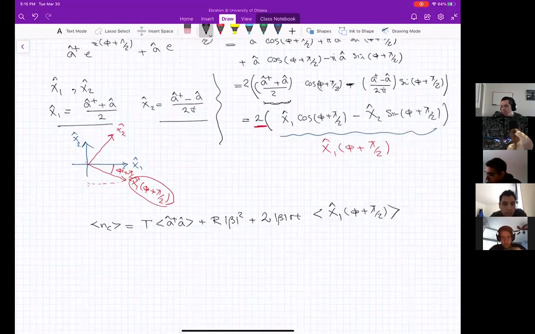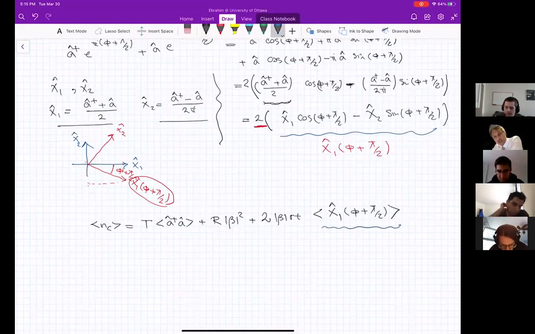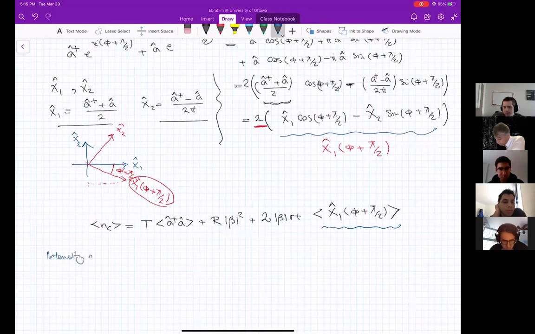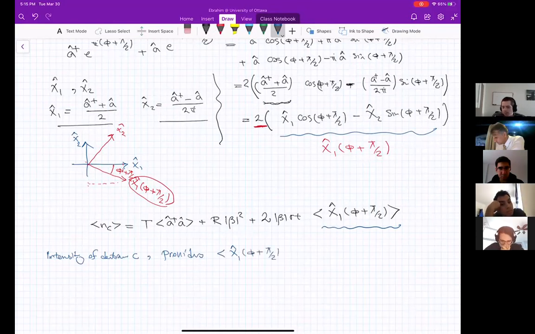It seems that the intensity somehow will give me the average of quadrature. True? So the intensity of detector C provides the average of quadrature. True. So I can find the average of quadrature.